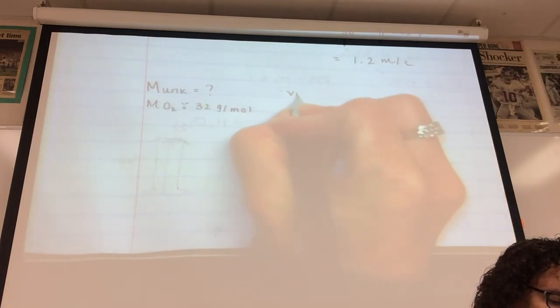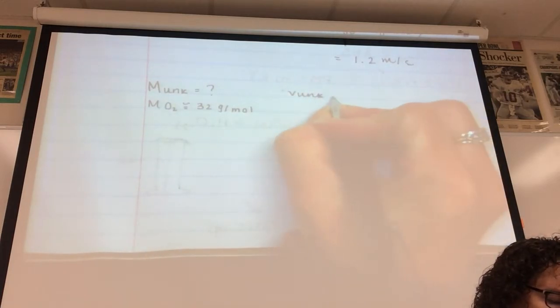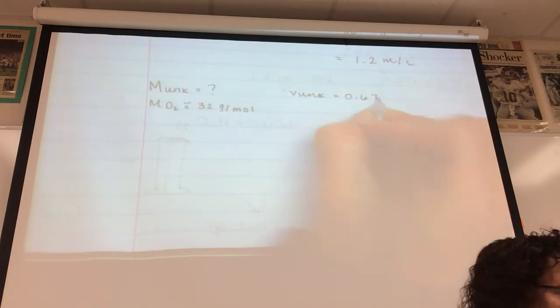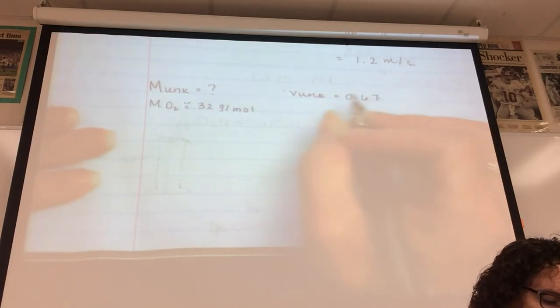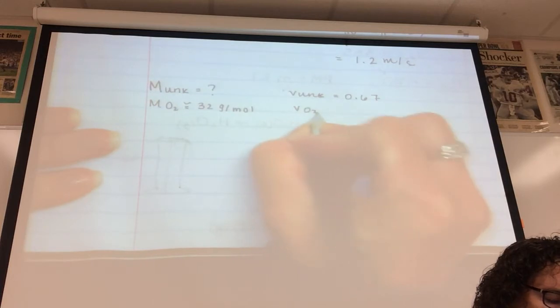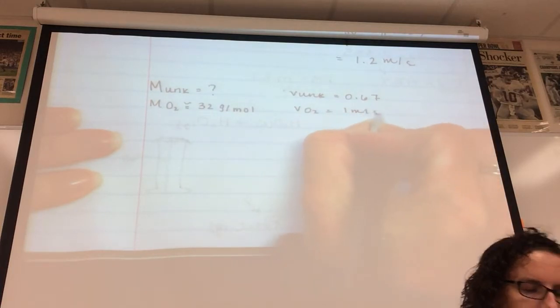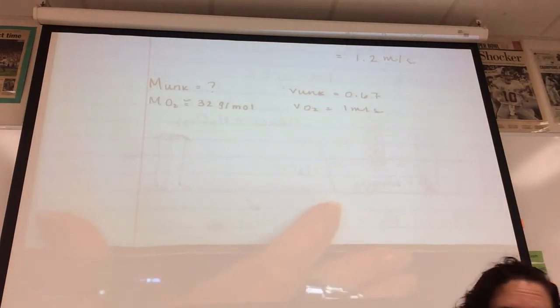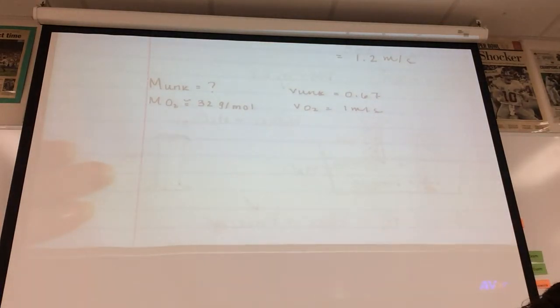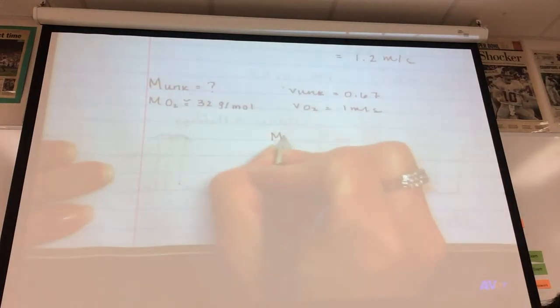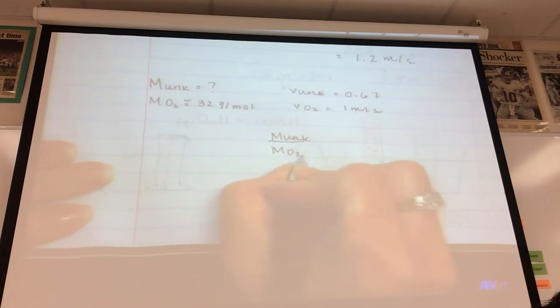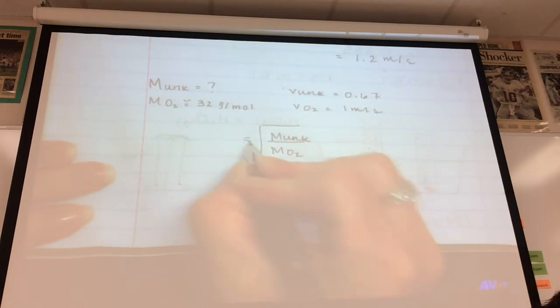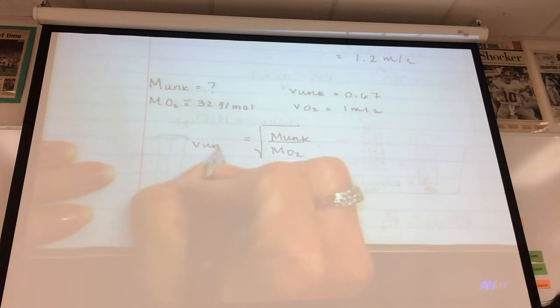The velocity of the unknown is 0.67, and the velocity of oxygen we're going to set at 1 meter per second. Just be careful here in your setup. Whenever you're solving for something, put it in the numerator. It's so much easier. And then crisscross here. Velocity of the unknown, velocity of the oxygen.